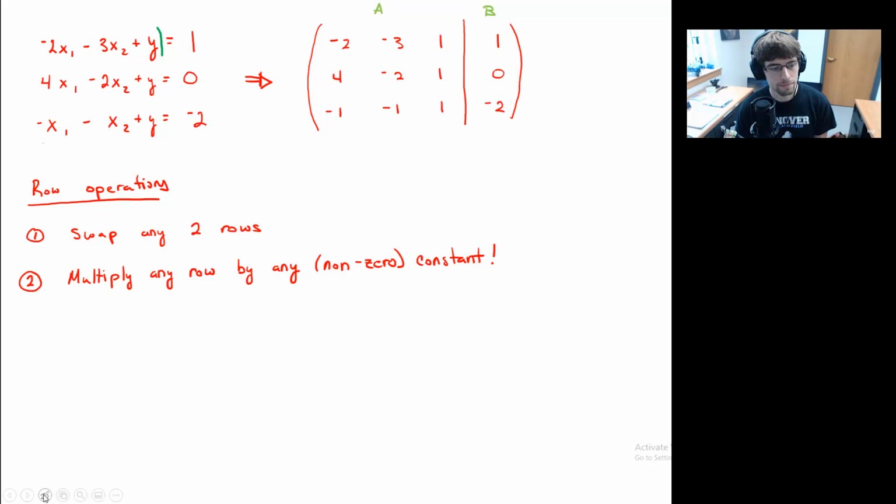The third one is that I can take any two rows and add them together. And of course, add, subtract as well. Multiplying by a negative number and then adding is the same thing as subtracting. So I'll just leave it in generic terms. Can add any two rows.